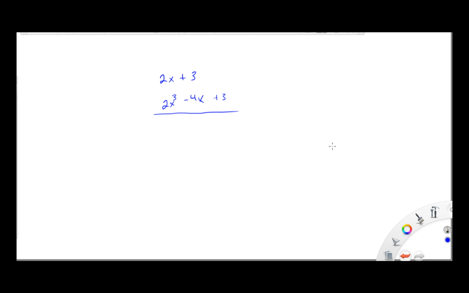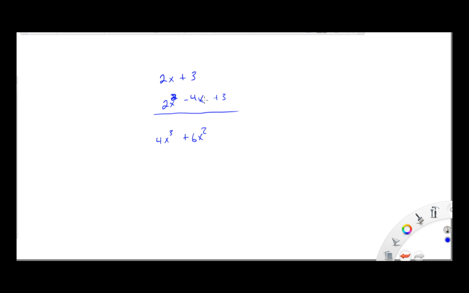Okay, all right, let's multiply these together. 2x cubed times 2x is 4x to the 4th. Actually, sorry, this is squared. Oops, I already made a translation error. Okay, 4x cubed. And then 2x squared times 3 is plus 6x squared.